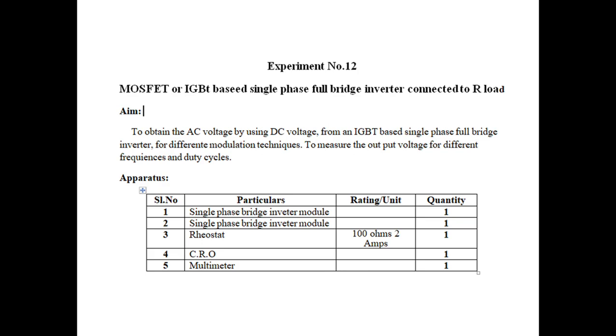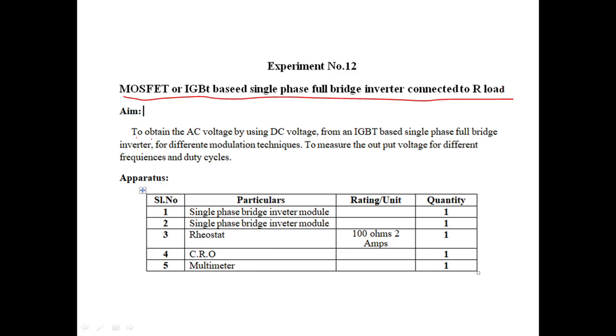Hi students, in this video we'll discuss the working of an inverter. It is a MOSFET or IGBT based single phase full bridge inverter connected to an R load. This is the experiment. Now what do you mean by inverter? An inverter is nothing but a device which converts DC to AC. Almost everyone would have this device in their house, which converts DC coming from a battery into AC for our home domestic loads. You know what an inverter is now.